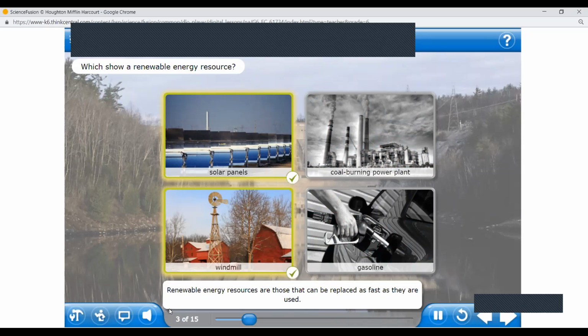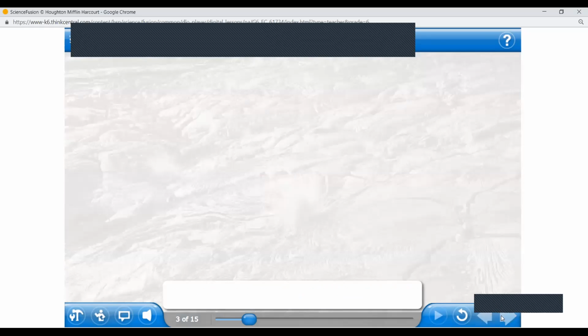Renewable energy resources are those that can be replaced as fast as they are used. You understood? Yes. Why is it not coal? Because coal is non-renewable. This is called renewable. But solar means sun and wind is wind. That is renewable.